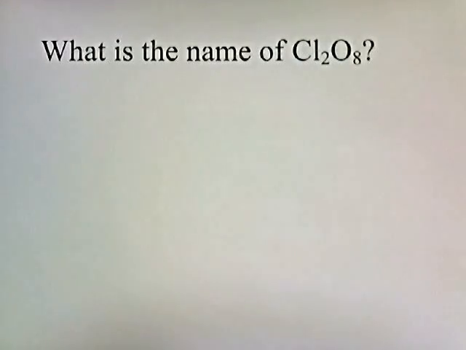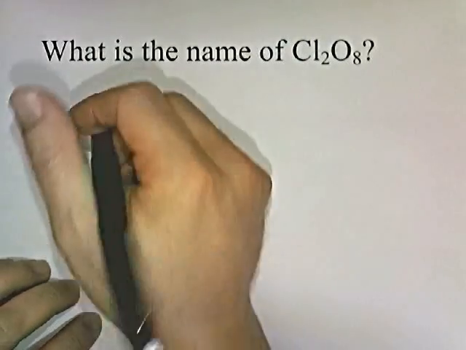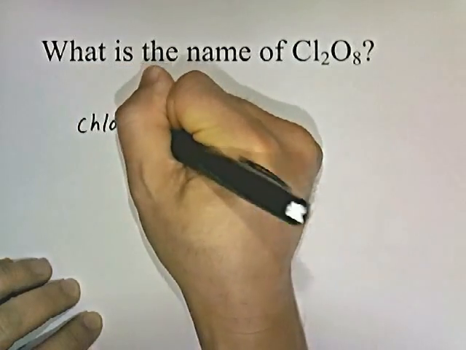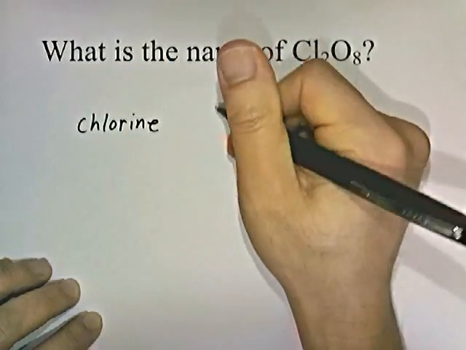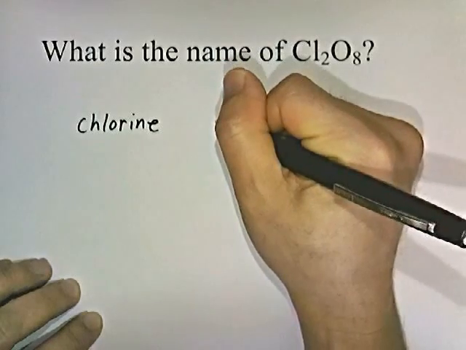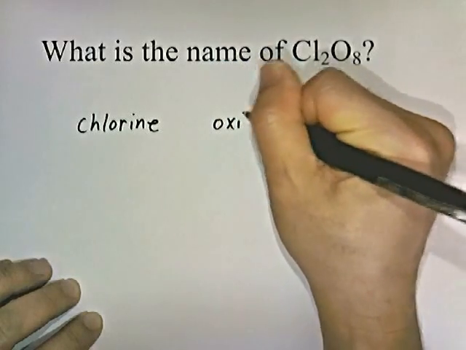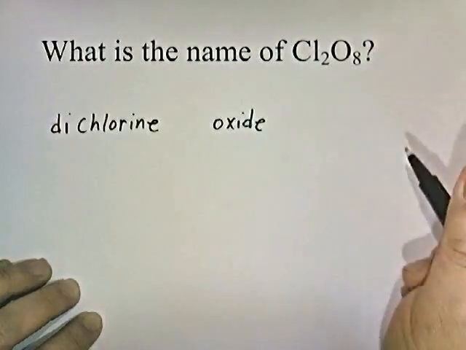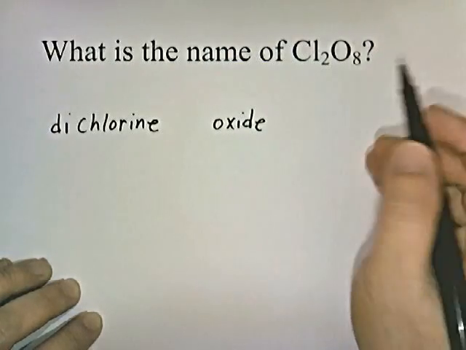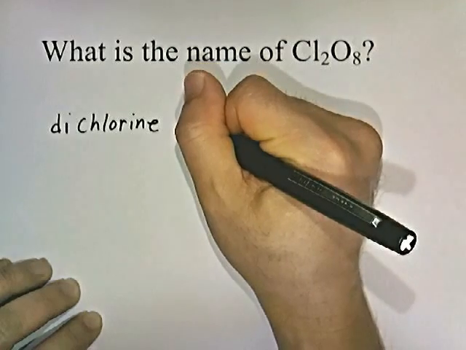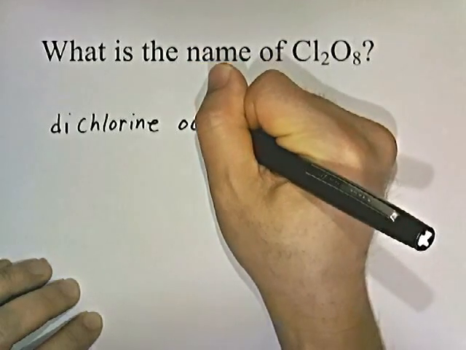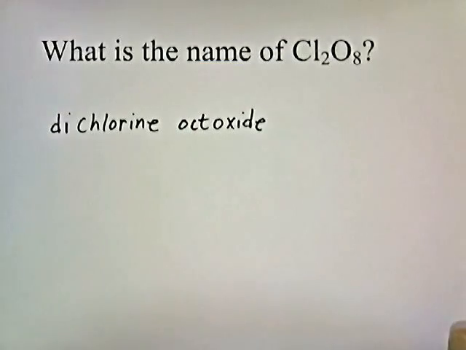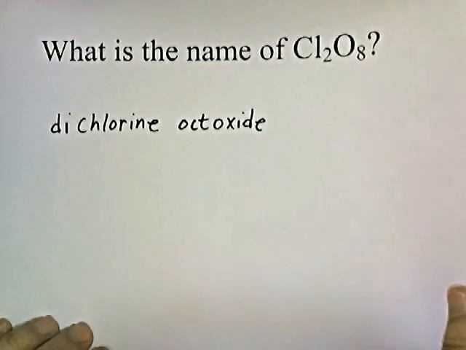What is the name of Cl2O8? All right, so Cl is chlorine. O is oxygen, or oxide. 2 chlorines, so it'll be called dichlorine, and then 8 is octa, so that'll be octoxide. Okay, dichlorine octoxide.